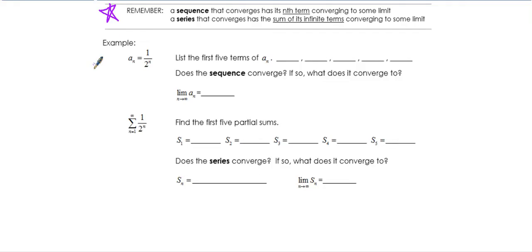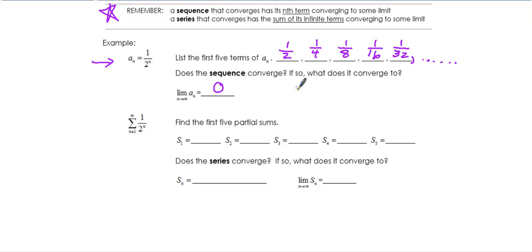This first one up here is a sequence. We've got our formula for the nth term. We can list out the first 5 terms. For the first term we plug in 1, we get 1/2. The next term we plug in 2, we get 1/4. Plug in 3, you get 1/2 cubed, 1/8, then 1/16, and 1/32. As we keep on going, the bottom is getting larger and larger, the top remains 1, and so this sequence does converge.